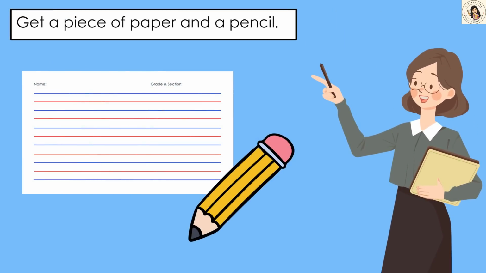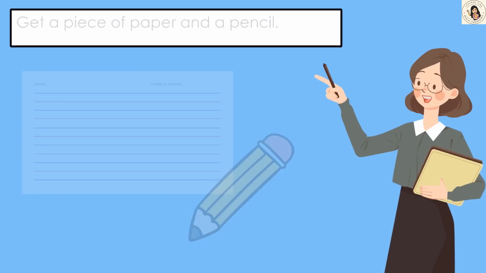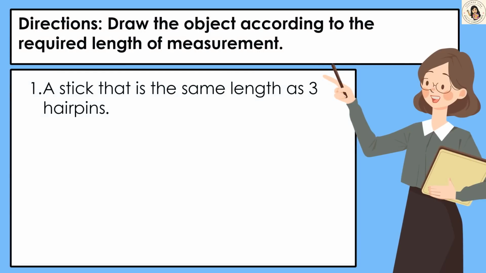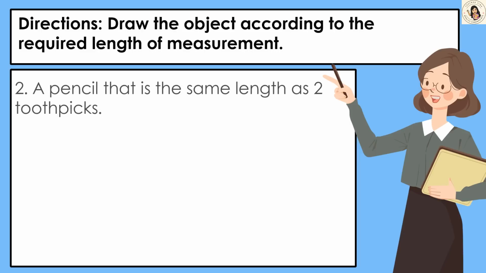Get a piece of paper and a pencil. Directions: draw the object according to the required length of measurement. Number 1, a stick that is the same length as 3 hairpins. Number 2, a pencil that is the same length as 2 toothpicks.